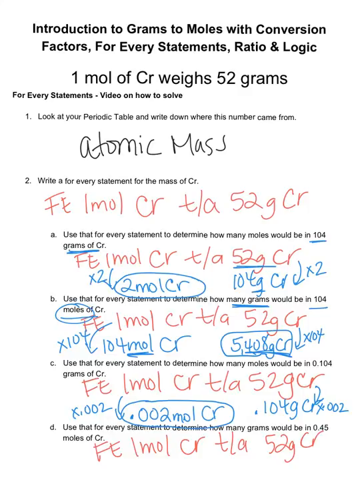On this last one, it's 0.45 moles of Cr. So I line up under moles, 0.45 moles Cr. To go from 1 to 0.45, I multiply by 0.45. So I take 52 times 0.45 and I get 23.4 grams of Cr is my answer there.